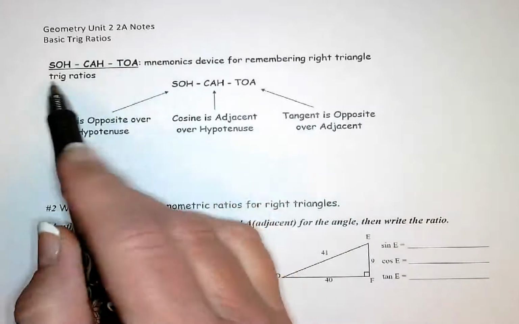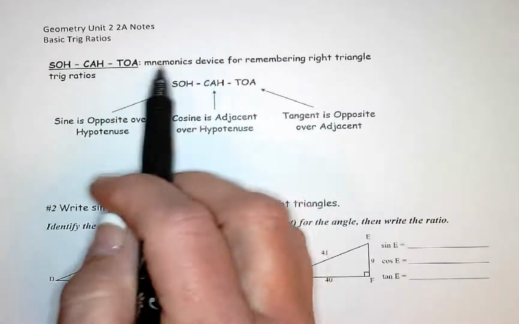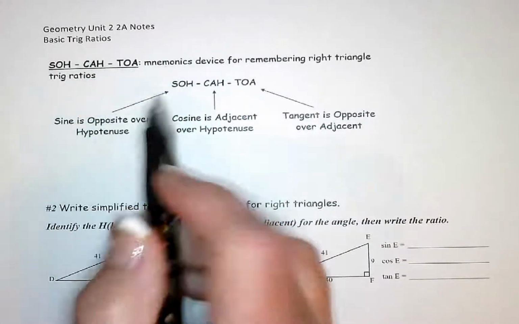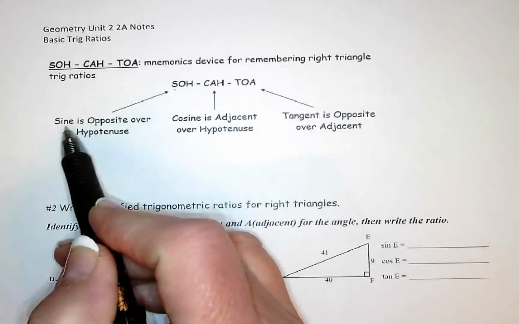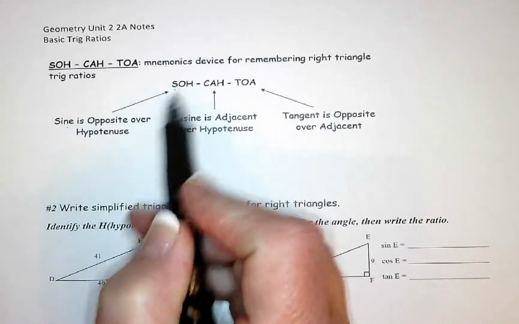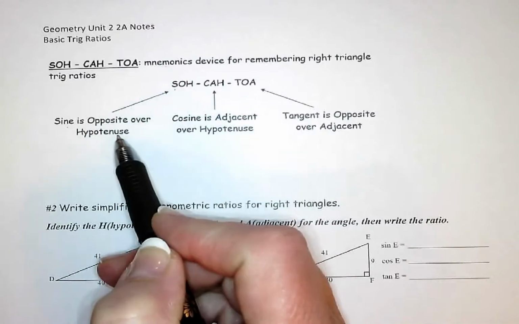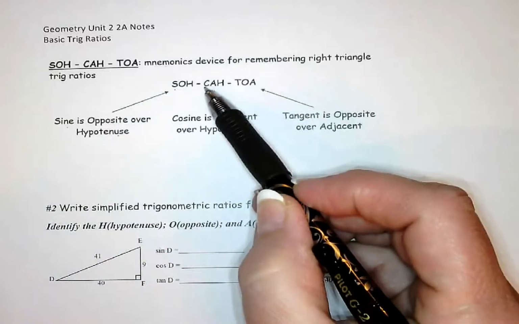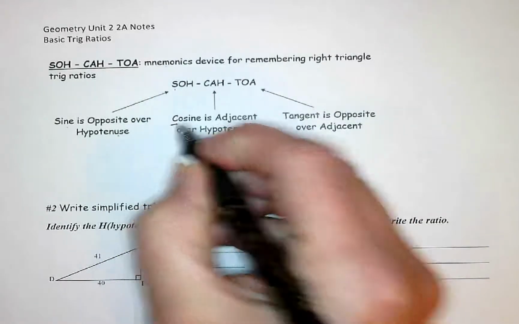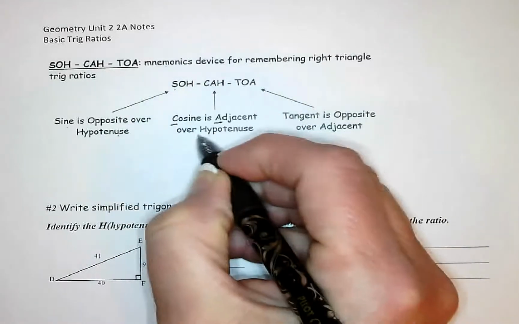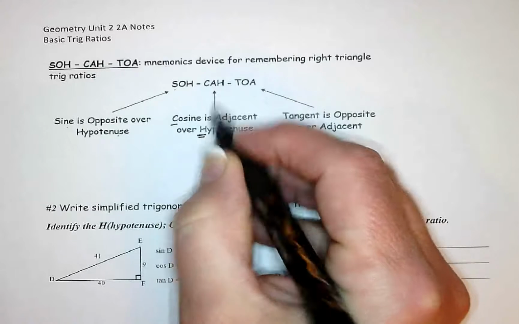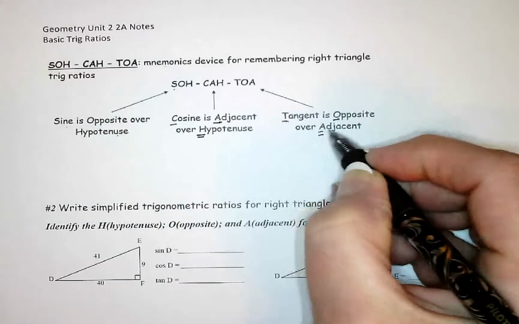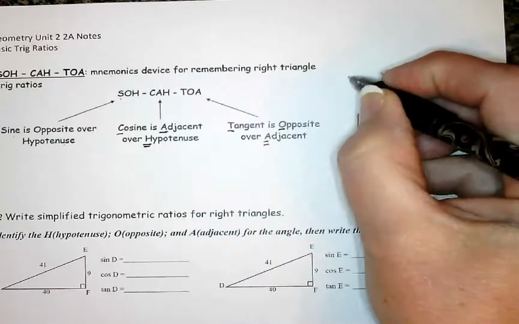The best way is a mnemonic device called SOHCAHTOA. Basically, the SO is S for sine, the O is for opposite, the H is hypotenuse. So that'll help you remember which ones go with which. The cosine is the adjacent over the hypotenuse, A over H, and the tangent then is going to be opposite over adjacent.